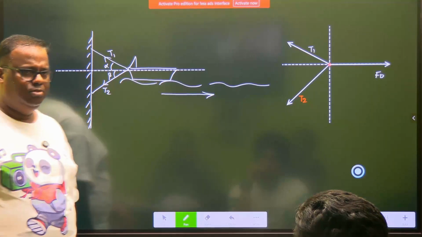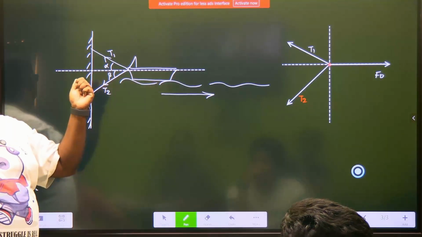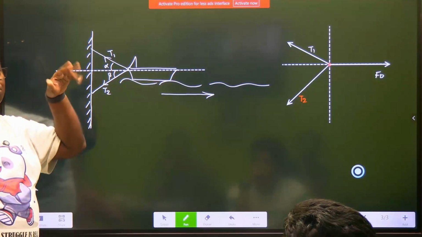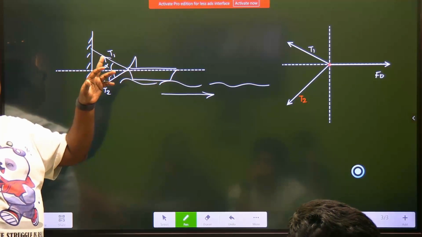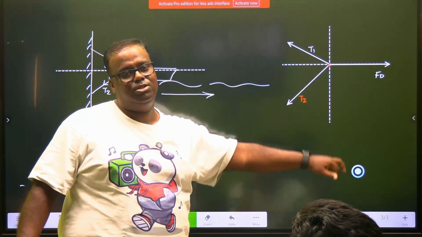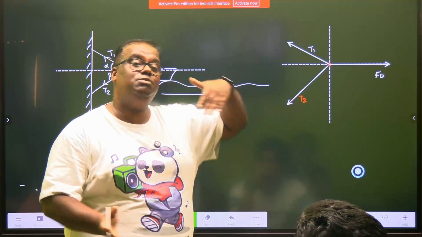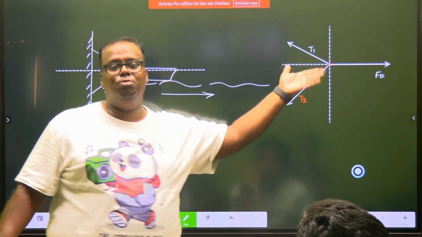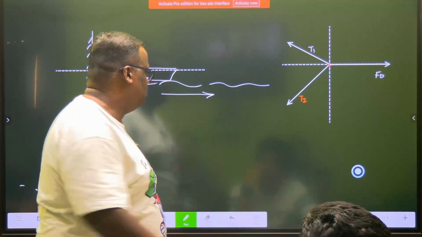Tension. Think, the boat has been tied, so there is tension in the boat. Buoyancy has been balanced. The weight of the boat is balanced by buoyancy. That's why I did not draw the weight. The boat's weight is also there, but that is being balanced by the buoyant force. You can draw it if you want, but there is no need. Okay, so that is being balanced.